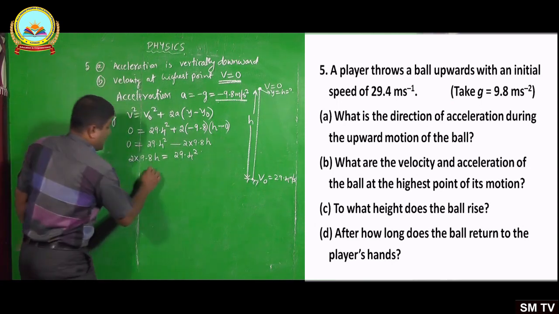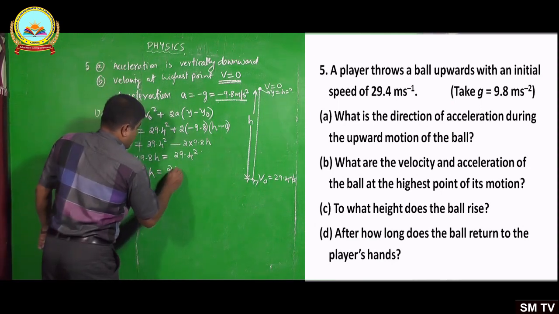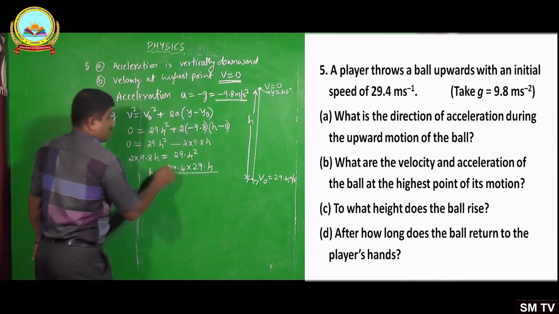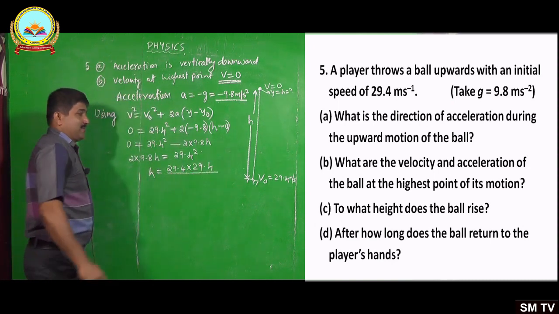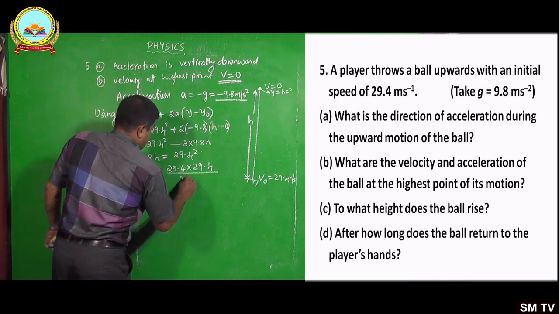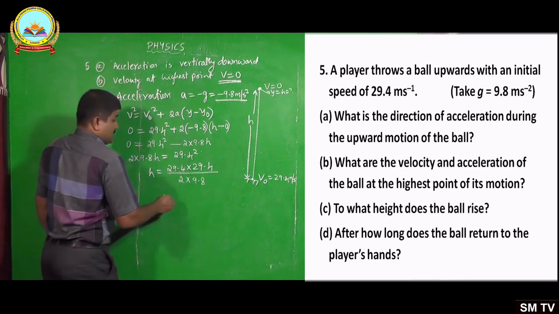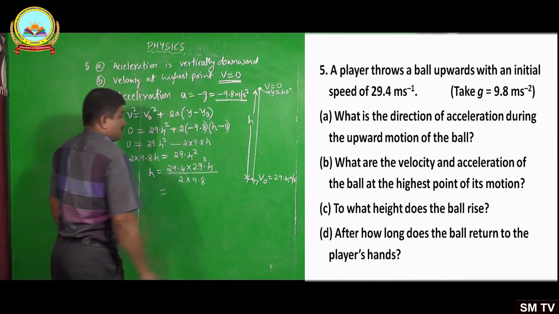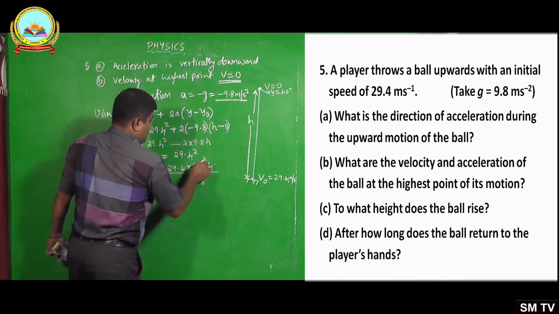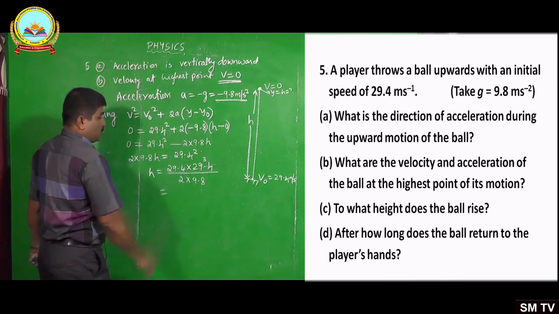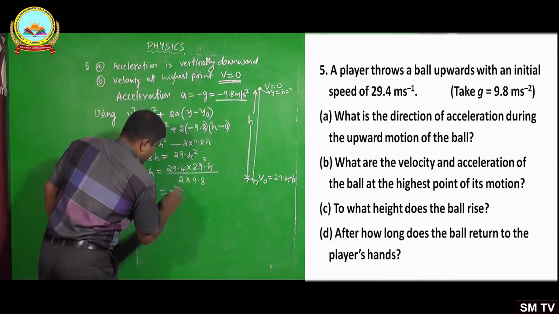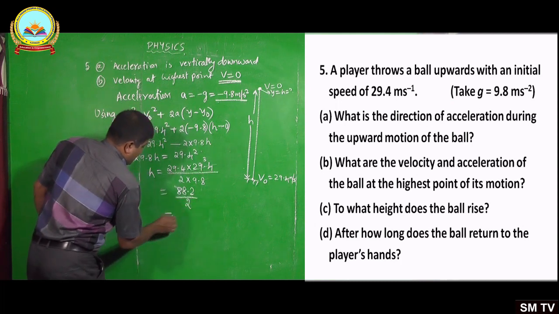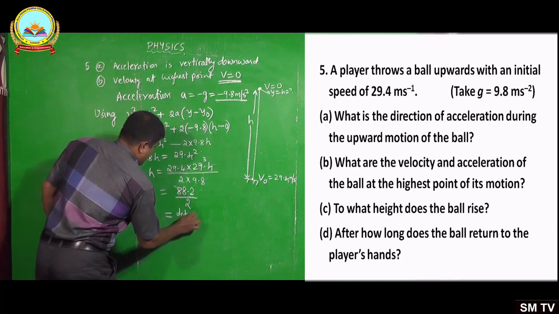So therefore the height h equals 29.4 into 29.4, because there is a square, square means multiplying the same twice, divided by 2 into 9.8. Okay, so now simplification, the 9.8 ones are, and this will be 3 times. Then 29.4 into 3 divided by 2, that is 88.2 divided by 2, which is equal to 44.1 meter.